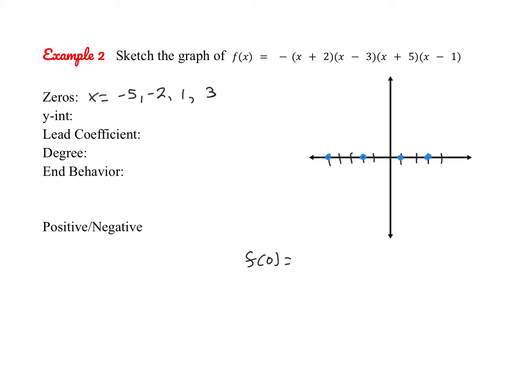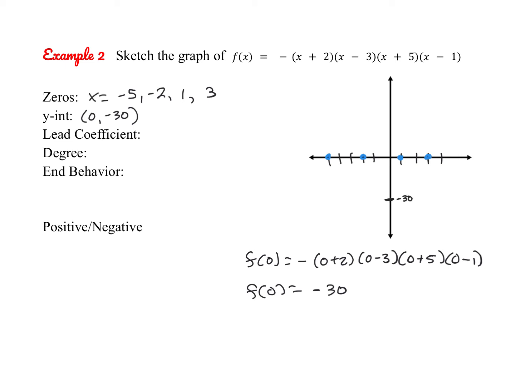So let's plug in 0 for x. So -0 plus 2 times 0 minus 3 times 0 plus 5 times 0 minus 1. So here we have a negative times a negative times a negative, which gives us a resulting negative, and it will be -30. So our y-intercept is at (0, -30). And again, since this is just a really, really, really rough sketch, let's just add in a line here, and let's just say, okay, this is -30. So we can plot this point. Again, super rough sketch. Now let's look at our lead coefficient.